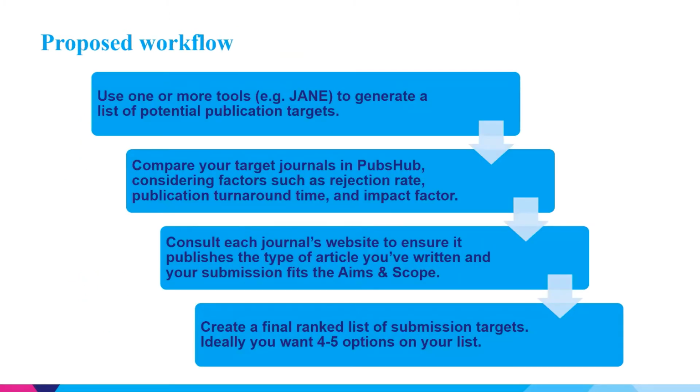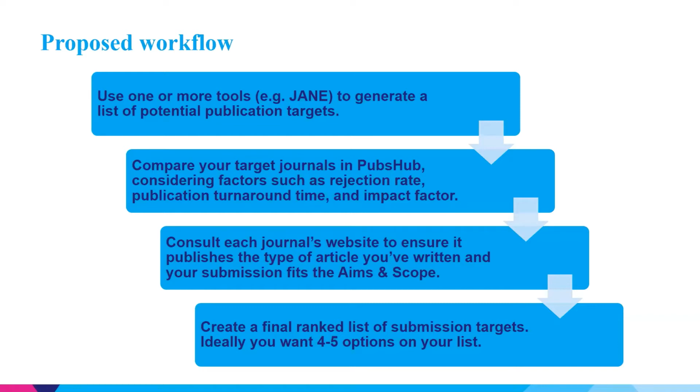So here is a proposed workflow for how we can get our list of submission targets. The first thing is to use one or more tools, for example, JANE, to generate a preliminary list of publication targets. Then we're going to plug those journal names into PubsHub, and we're going to see different factors such as rejection rate, how long it takes to publish, impact factor, whether they're open access journals, whether they are peer-reviewed journals, all these types of things are in PubsHub.